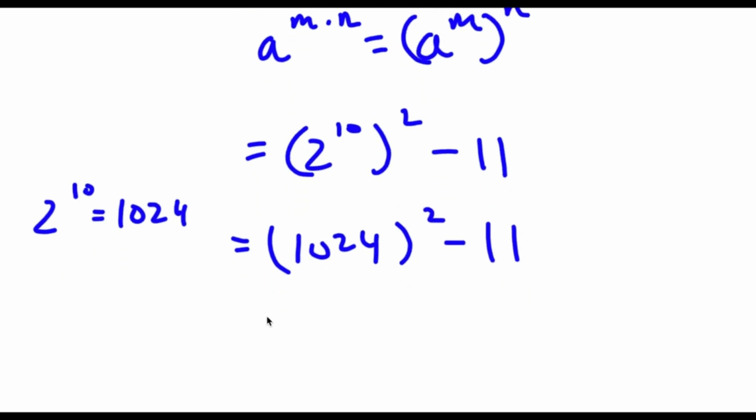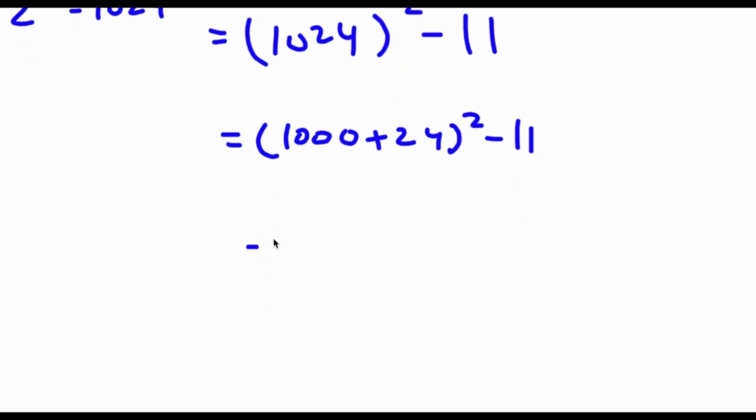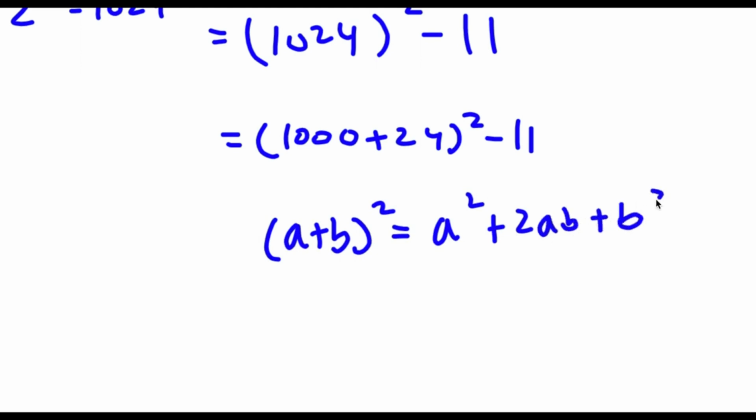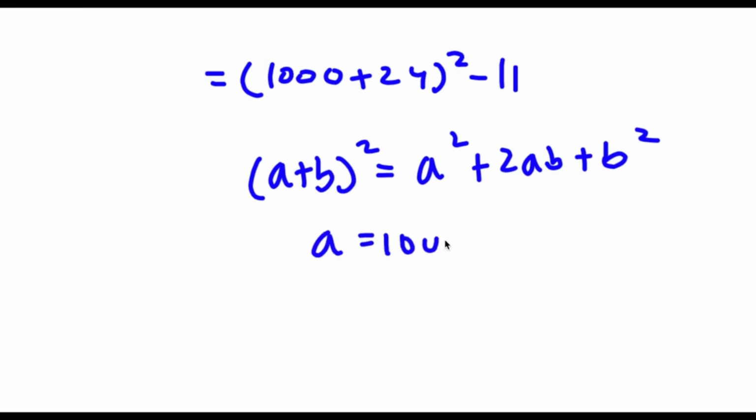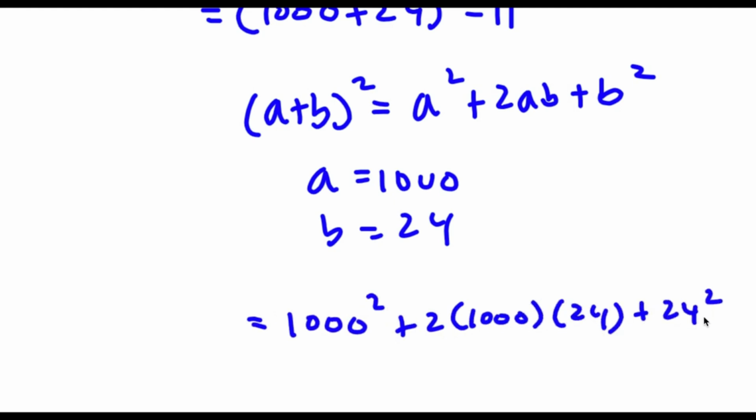And 1024, I can rewrite as 1000 plus 24, to the power of 2, minus 11. Now, if I have something in the form a plus b squared, this is simply equal to a squared plus 2ab plus b squared. So in this case, a is equal to 1000 and b is equal to 24. So this is going to equal 1000 squared plus 2 times 1000 times 24 plus 24 squared.